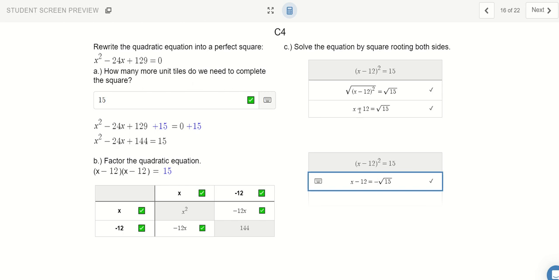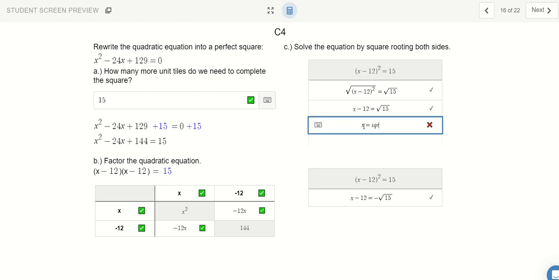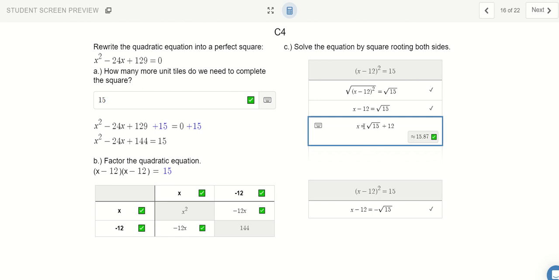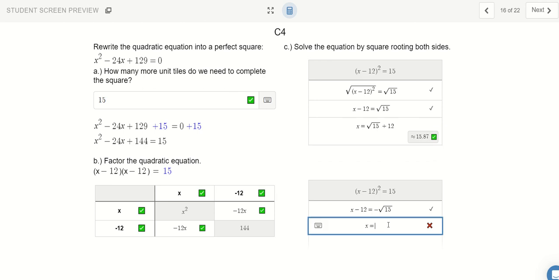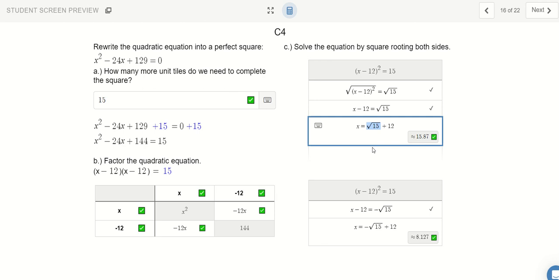So to solve for x, we can plus 12 on both sides. Root 15 plus 12. And we can plus 12 to the other side. Negative root 15 plus 12. Oops. Plus 12. All right. So those are our two versions of the answer, using either the positive root 15 or the negative root 15.